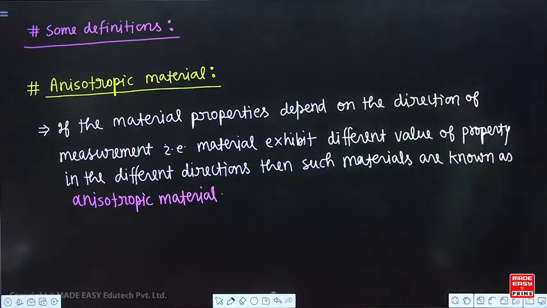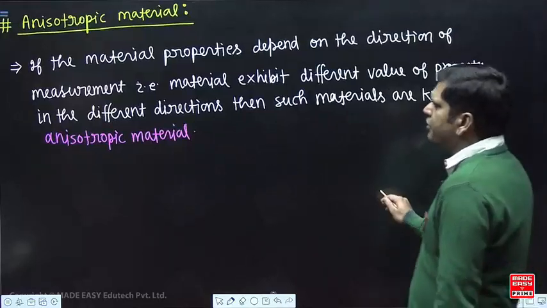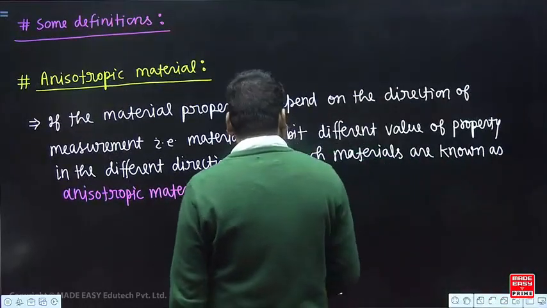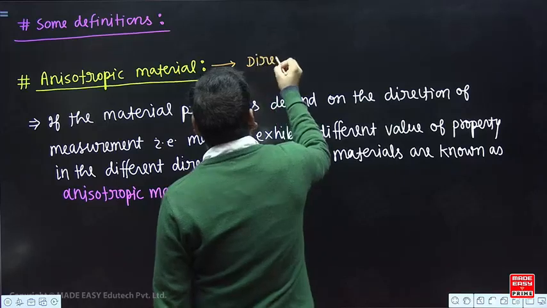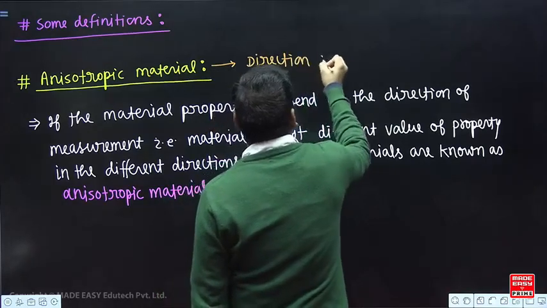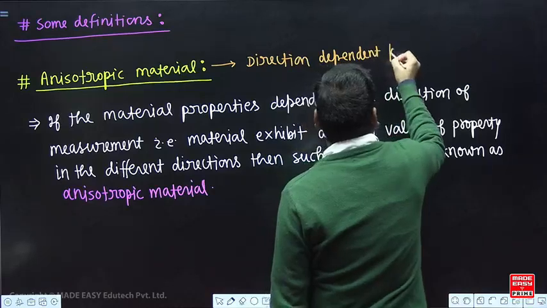If the material properties depend on the direction of measurement, that is, the material exhibits different value of property in the different directions, then such materials are known as anisotropic material. Means direction dependent properties. In a single word you can write: direction dependent properties.